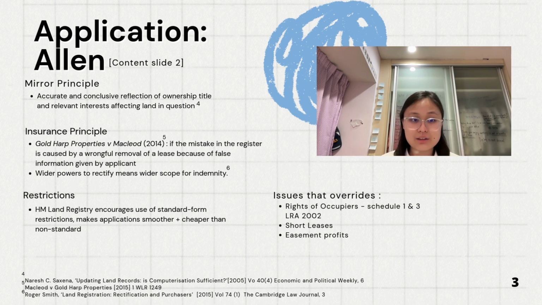So you can override a title if one, there is actual interest, two, there is actual occupation, and three, no inquiry by the other. There are also short leases, which are leases granted for a maximum of 7 years or less, and easement profits, which are positive or negative rights of using the land in question. So rights of occupiers, short leases, and easement profits are a few categories that allow overriding.